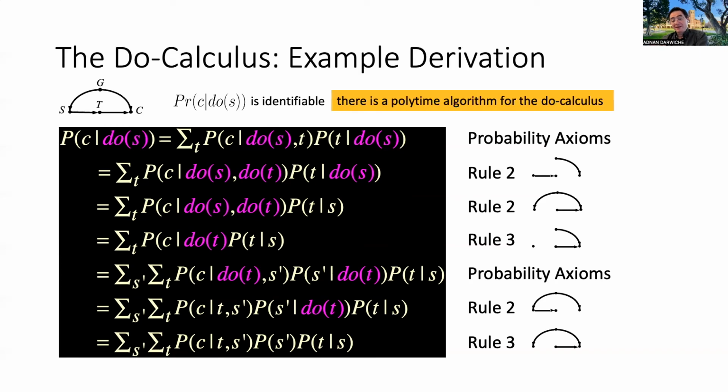Once more, there is a polytime algorithm for the do calculus that either terminates with a yes or with a no answer. So this is efficient. And the other important thing about the do calculus is that it is complete. If it comes back with a no answer, then you know the causal effect is not identifiable. And that basically wraps up the discussion on this.